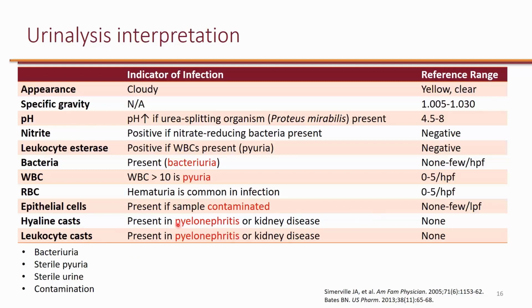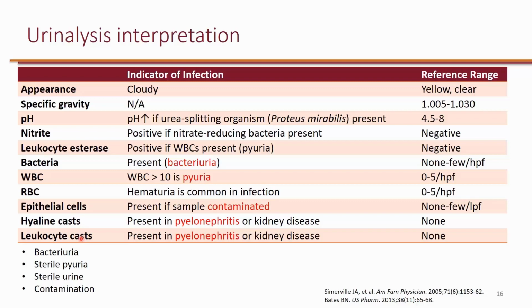Pyelonephritis can also cause some damage to the kidney, which explains why you will see casts. So if you do find casts in the UA, it doesn't necessarily mean pyelonephritis. It could mean the patient has AKI or CKD, or it could be pyelonephritis. So these are things that are used in combination when you do patient assessment.